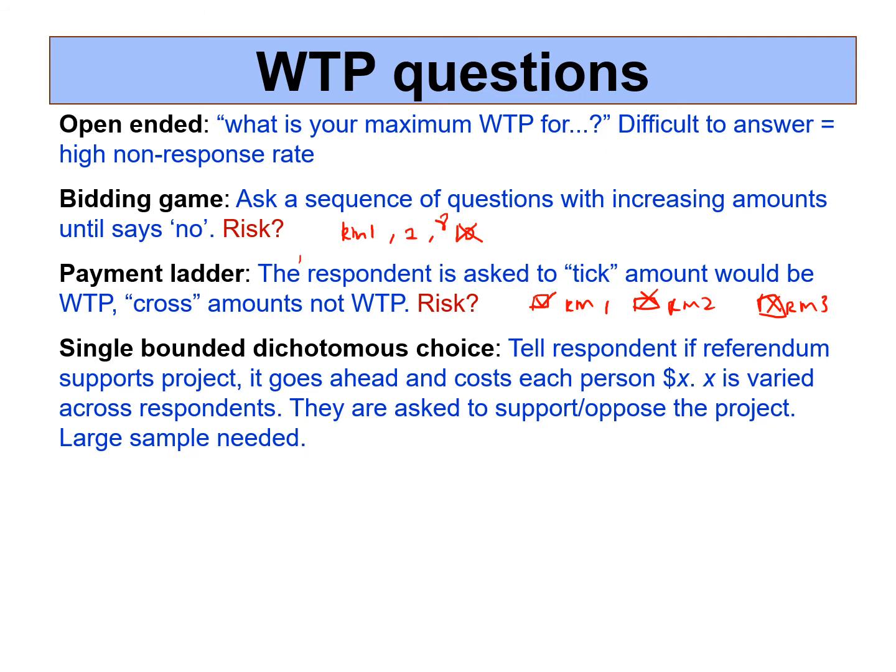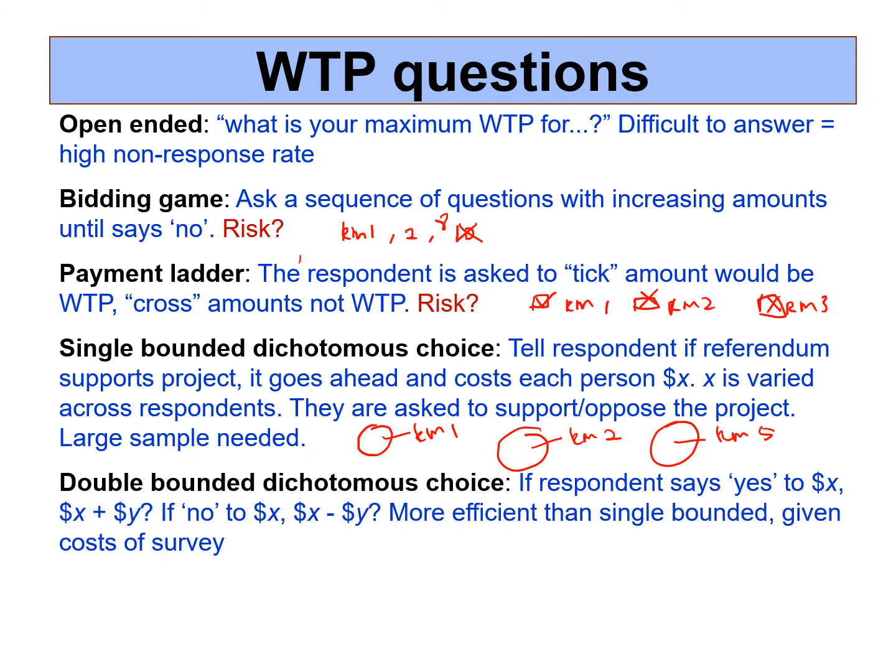So for instance, in this area, you have many poor people, so you will give them the value of RM1. While in this area, you have medium-income people, perhaps you will ask RM2. While in this elite area, you will ask them to pay perhaps RM5. Okay, so this is called single bounded dichotomous choice.